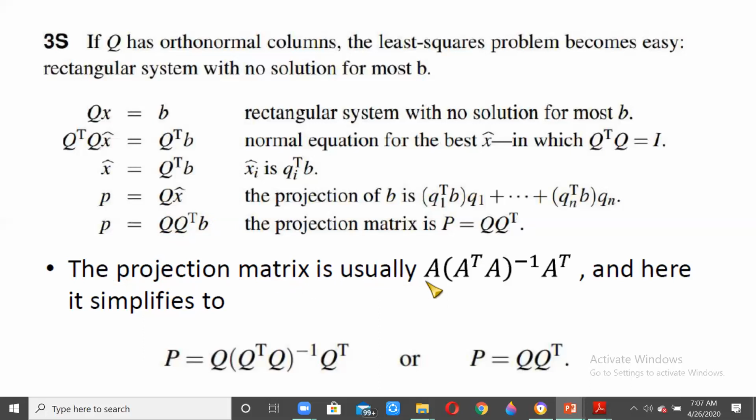The projection matrix is usually written as A (A transpose A) inverse A transpose, and now if we replace A by Q, we get P equal to Q (Q transpose Q) inverse Q transpose. And Q transpose Q, we already said, is equal to I, whether Q is rectangular or square. So I inverse is again I, and therefore the whole thing becomes Q Q transpose. Thus, the projection matrix P is Q Q transpose.